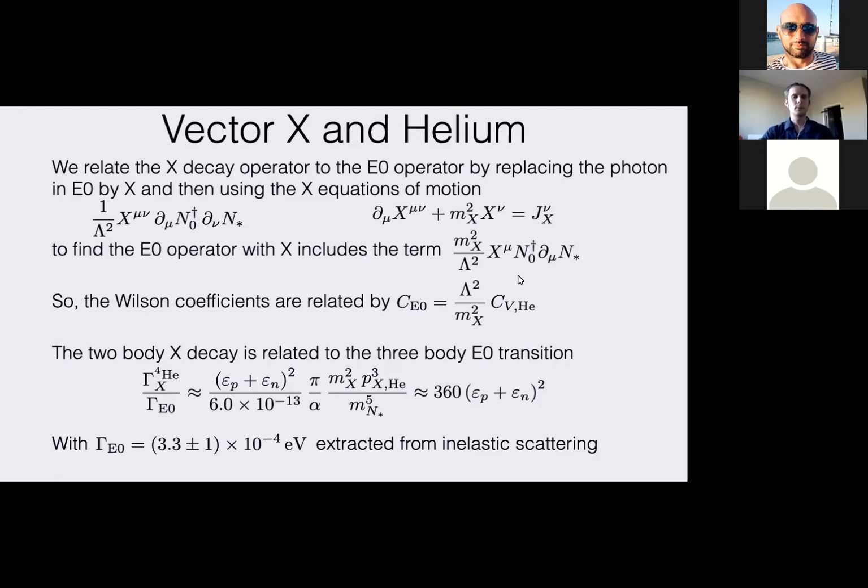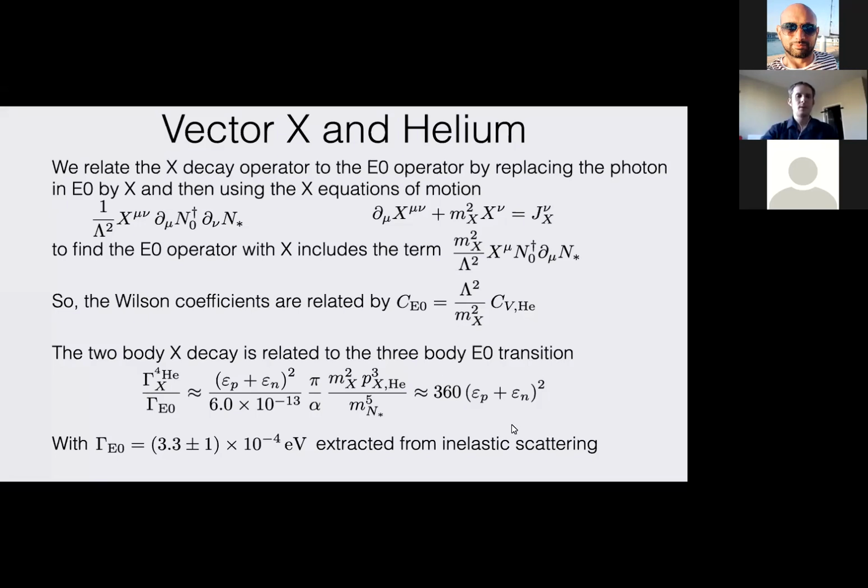And so we see that we can simply relate the two Wilson coefficients, or equivalently, we can relate the two matrix elements, in this way through mX over lambda. And so finally, at the end of the day, we can then relate this two-body decay of the X from the excited state to the X in the ground state, to this three-body decay to the ground state and an e+ e- pair, in this simple way and get that result.